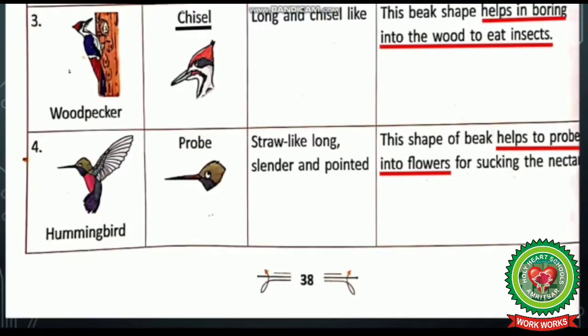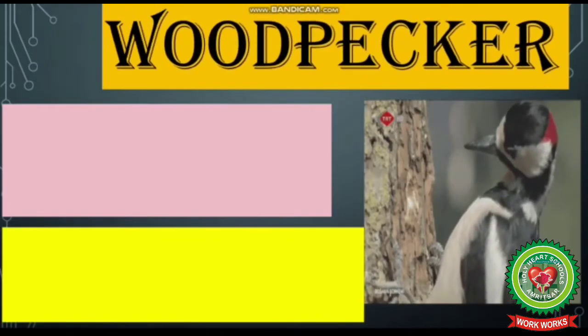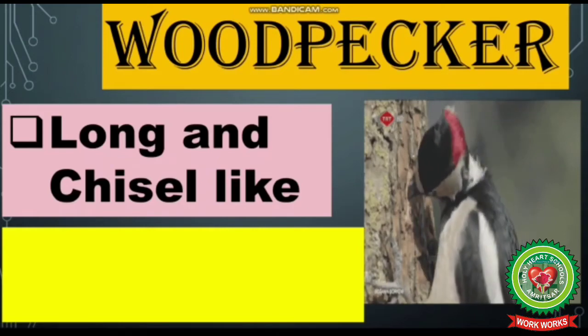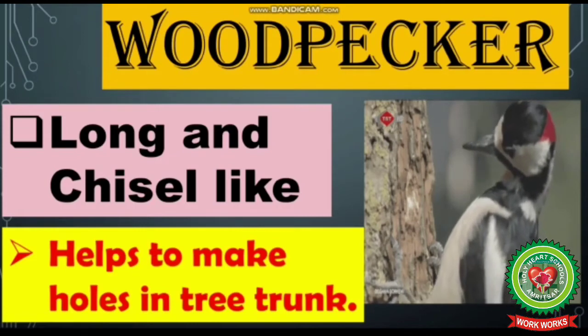Now number 3 is woodpecker. Woodpecker has chisel type of beak. Underline word chisel and write its meaning, a tool used to cut wood. It has long and chisel-like beak, and this beak shape helps in boring into the wood to eat insects.